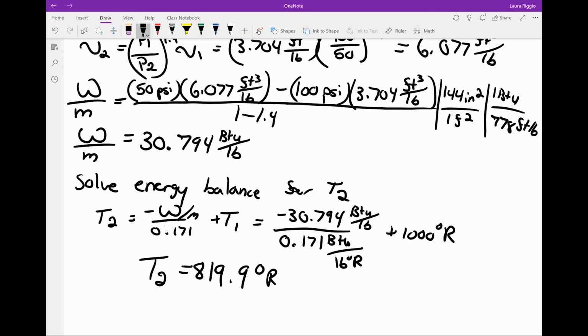889.9 degrees Rankine. In our next lecture, we're going to go over power cycles, refrigeration cycles, and heat pump cycles, which will bring us to the end of chapter 2.